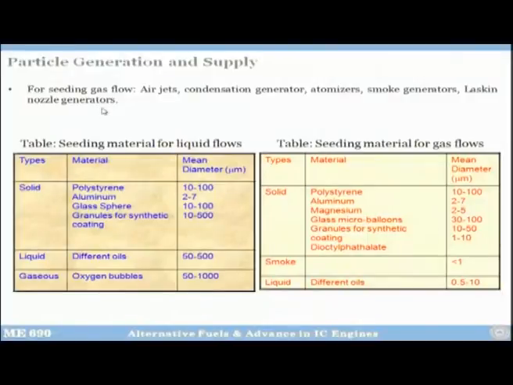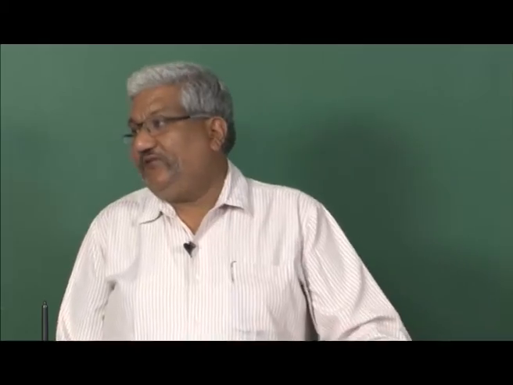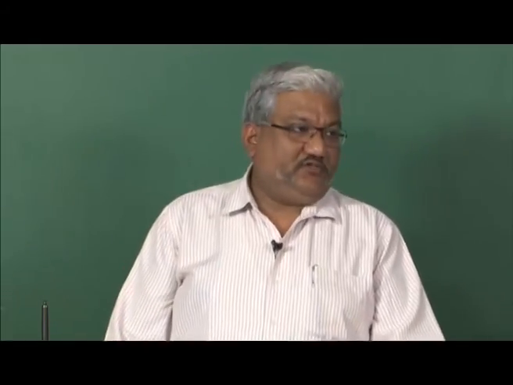Then there is something called the Laskin nozzle generator. This is also some kind of an atomizer. This is something that you should read from the Marcus Raffel book, and in fact this is a homework for you: to read about the Laskin generator. What is a Laskin generator and how does it work?